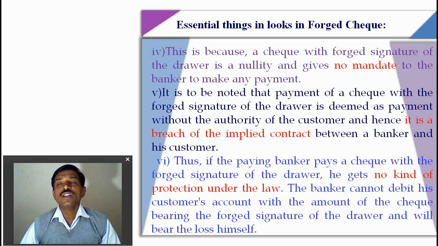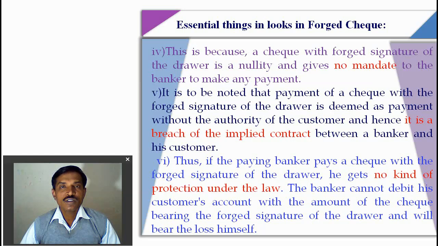It is to be noted that the payment of a check with a fraudulent signature of the drawer is deemed payment without the authority of the customer, and hence it is a breach of the implied contract between banker and his customer. So there is an end of the contract between the banker and the customer when a fraud check payment is given. So there is an end of the contract between customer and banker, a breach implied.